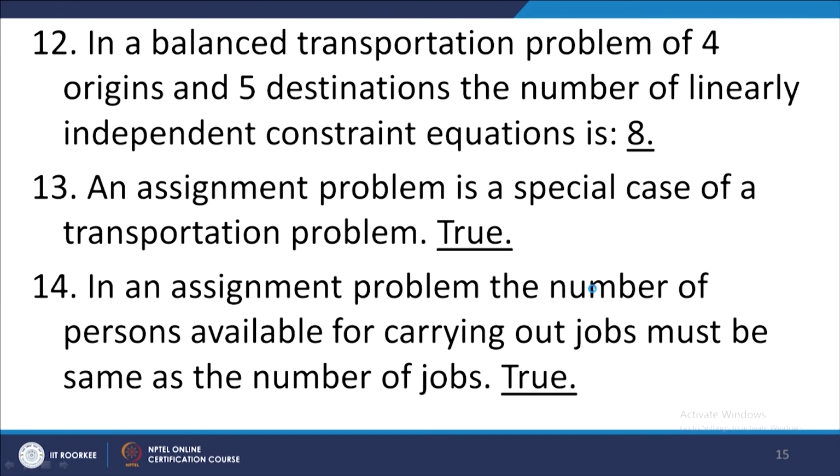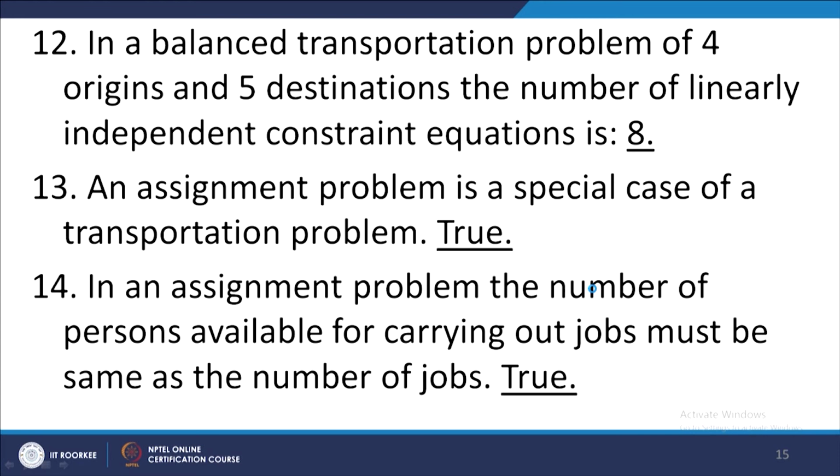Question number 12. In a balanced transportation problem of 4 origins and 5 destinations, the number of linearly independent constraint equations is 8. So, how did this come? It came because it is n plus m minus 1. So, 4 plus 5 is 9, minus 1 is 8.